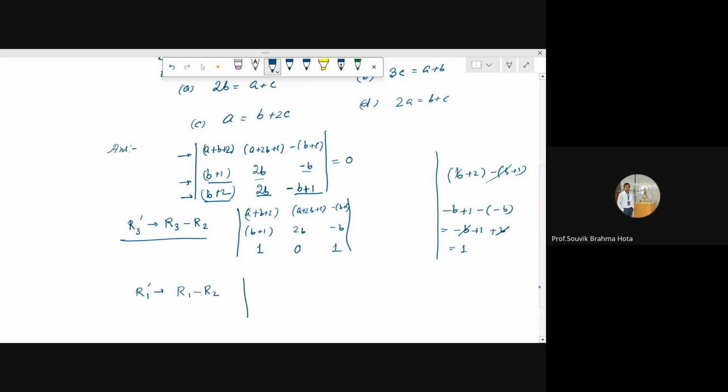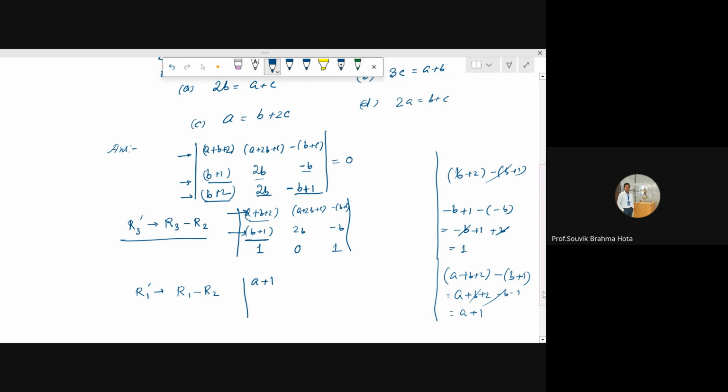So we'll see. This is our row 1 and this is our row 2. Subtract row 2 from row 1. So again in rough we'll do. First, what is the first component? A plus b plus 2, that is in row 1. A plus b plus 2, subtract this element of row 2, b plus 1. So you see a plus b plus 2 minus b minus 1. B gets cancelled. It will be a plus 1. First term becomes a plus 1.